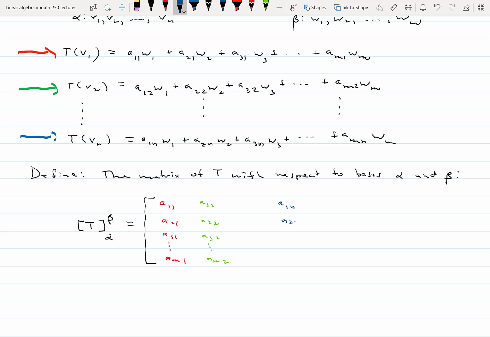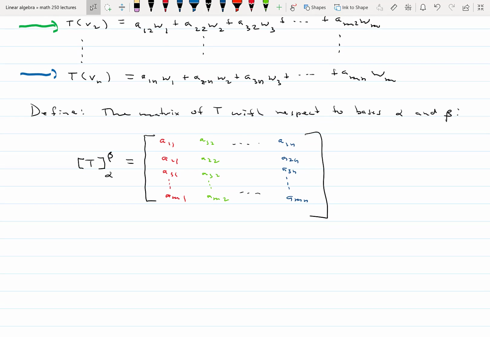A1n, A2n, A3n, dot, dot, dot, AMN. And what we have is an M by N matrix, which represents the matrix of T with respect to the bases alpha and beta. The matrix looks real complicated, but it's real easy to remember in a different form.